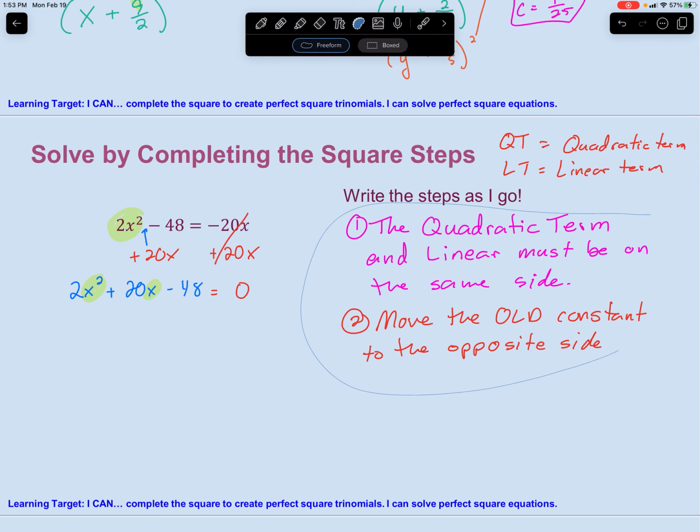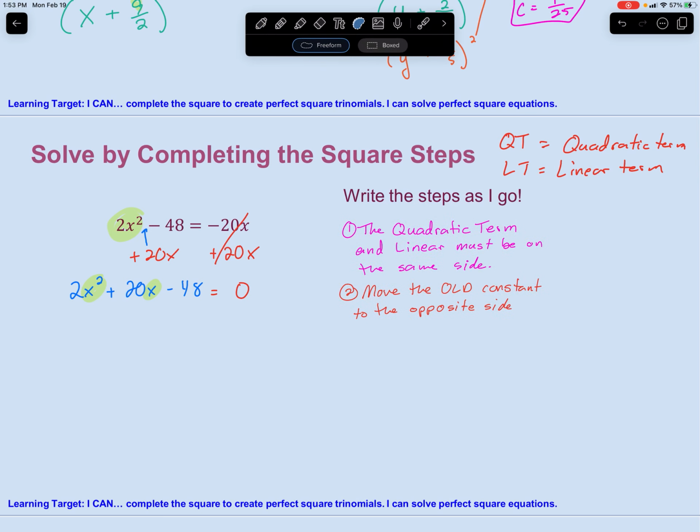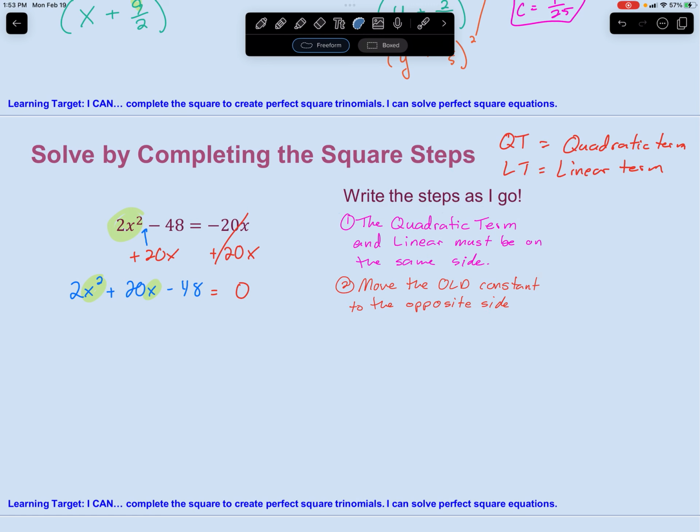Okay, so I got my quadratic term and my linear term on the left side, and I move the old constant to the opposite side. I can do that by just adding 48. Just get out of here. There's no room for you on this side.